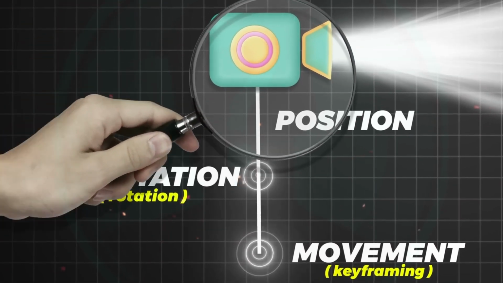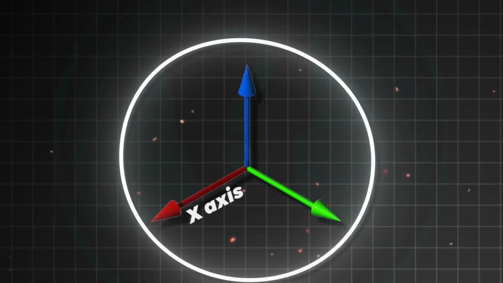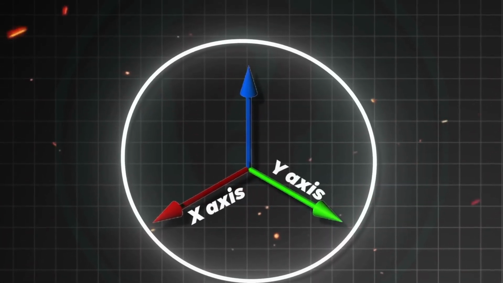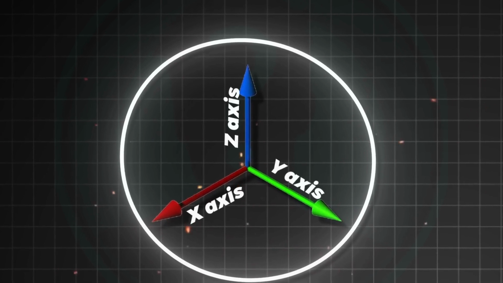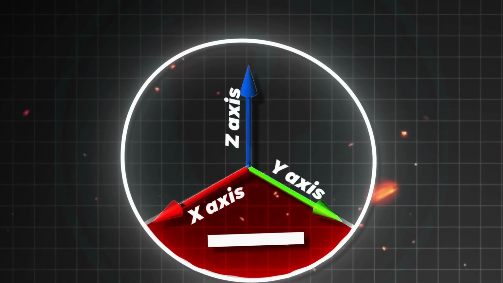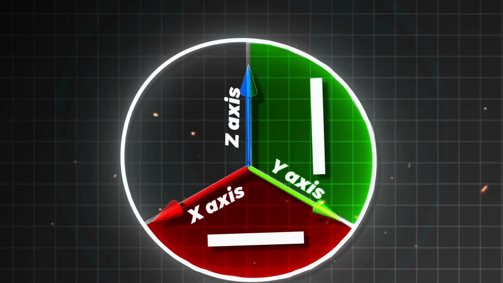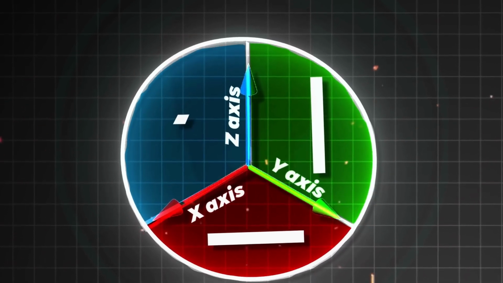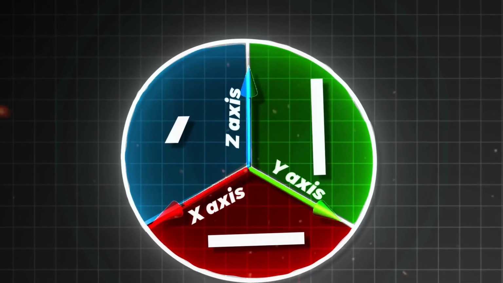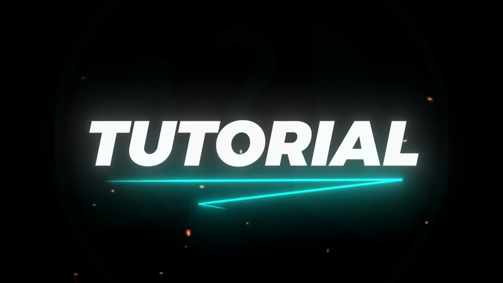So now you know what the camera does, but how do you control it? That's where the 3 dimensions come in, which are the x-axis, y-axis, and z-axis. The x-axis means moving the position left and right, the y-axis means moving the position up and down, and the z-axis means moving the position forward and backward. Enough theory, let's move on to the practical part.